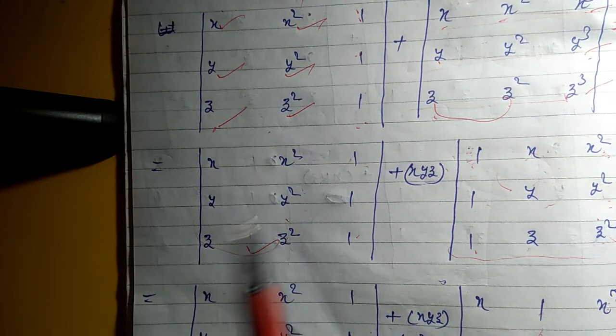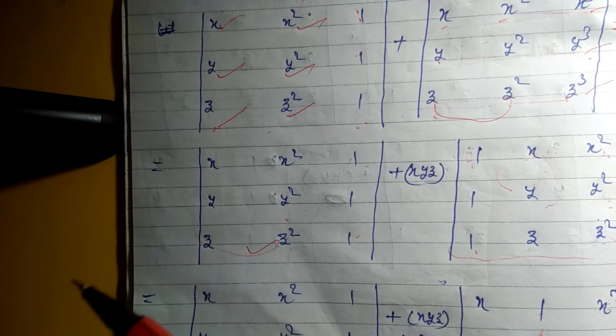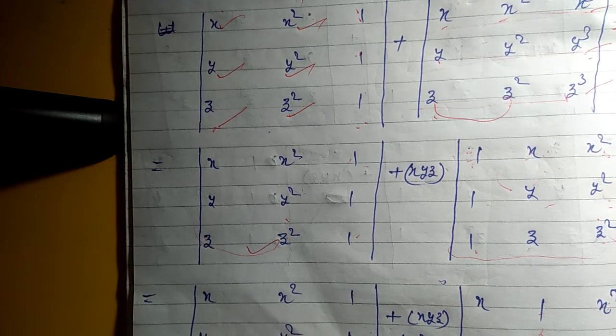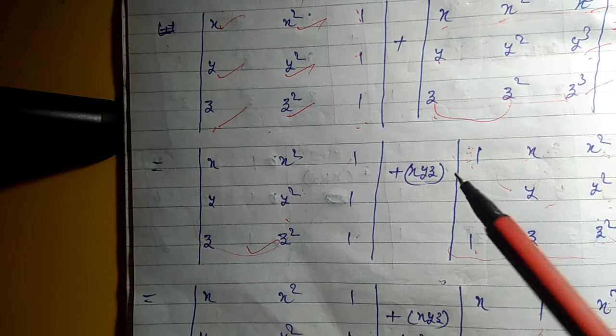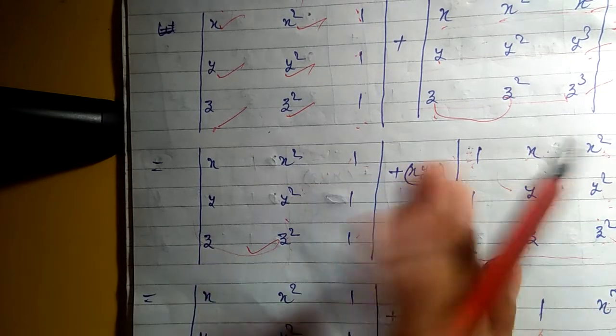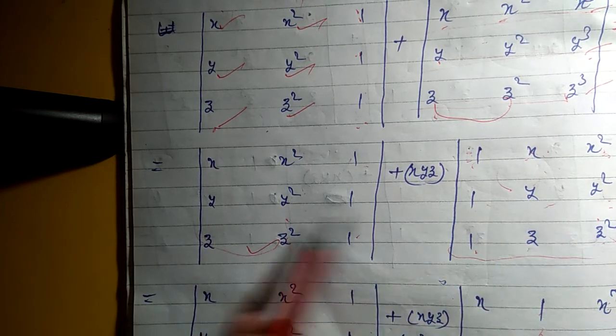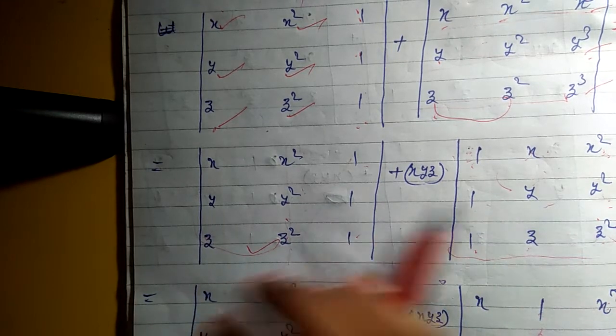But if you apply a property of this type, R2 changing to R2 minus R1, or R3 changing to R3 minus R1, or R1 changing to R1 plus R2 plus R3, then you have to apply it in both determinants. But the interchange property you can apply in a single determinant. There is no need to apply it on both determinants if the question involves the same or similar determinants.